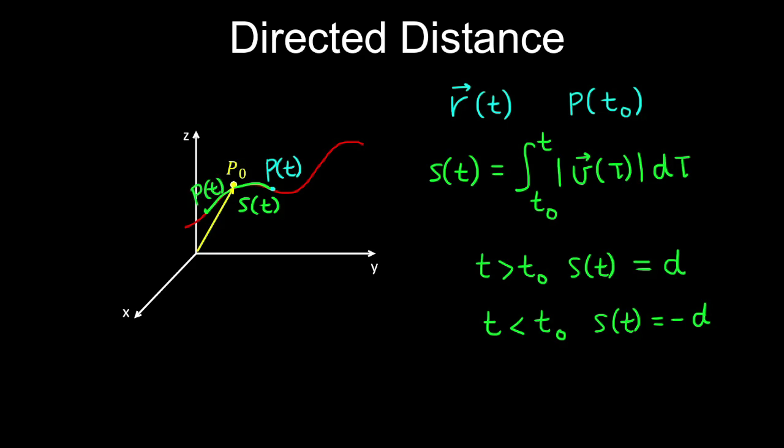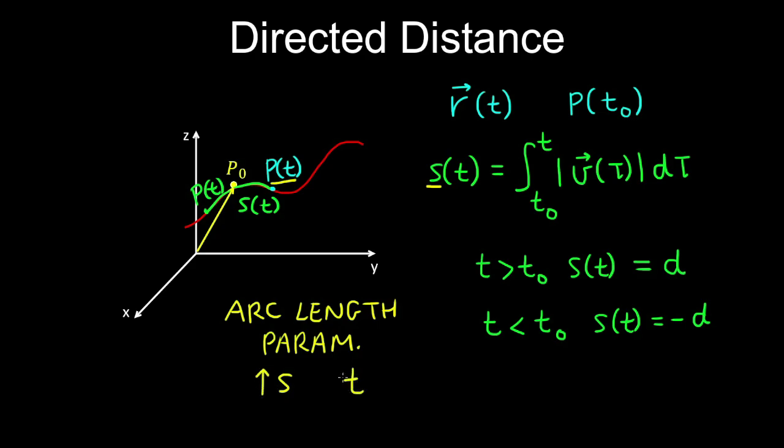Now given that each value of s determines a point p on the curve, then it parameterizes the curve with respect to s, where s is the arc length parameter of the curve. So its value increases in the direction of increasing t.